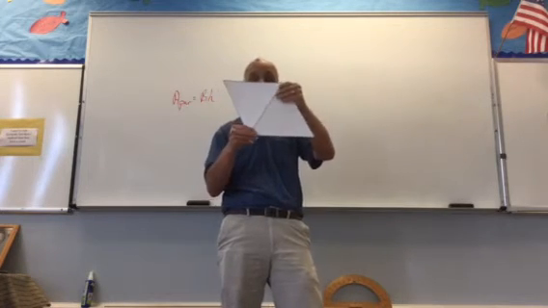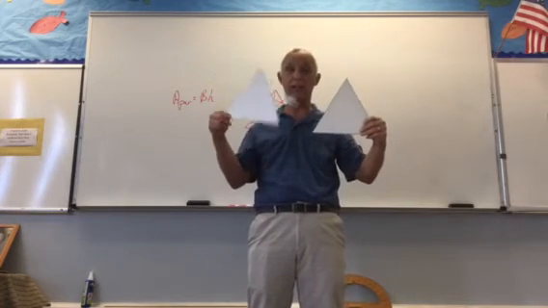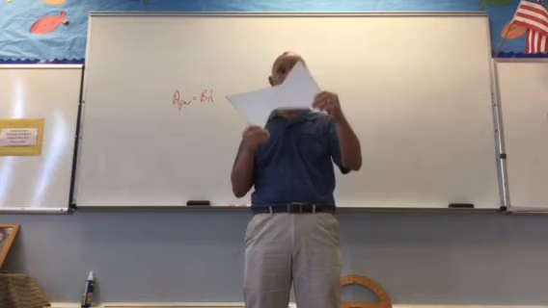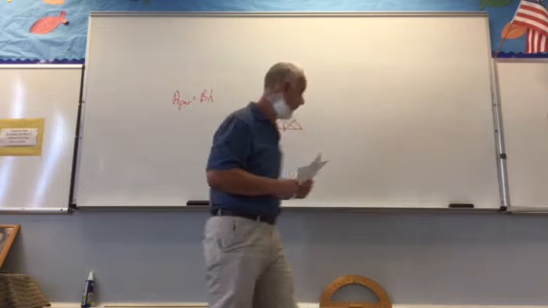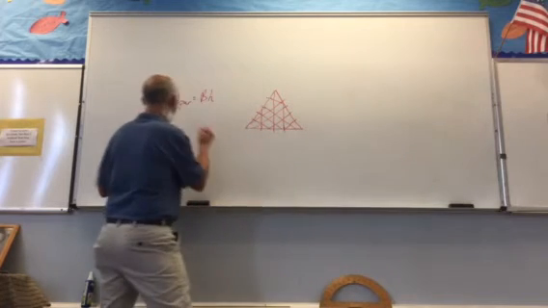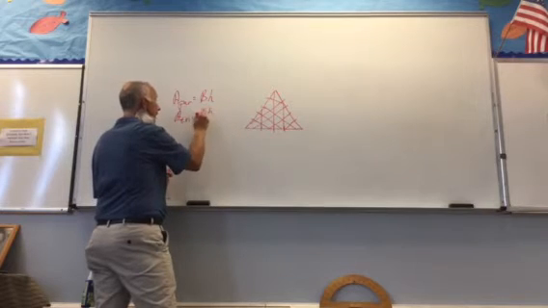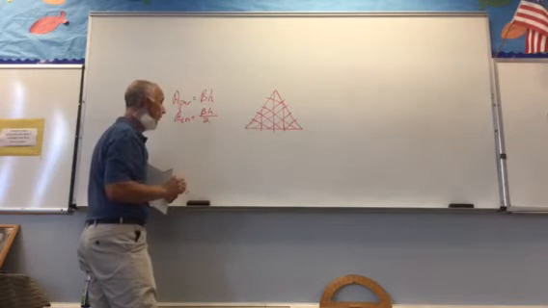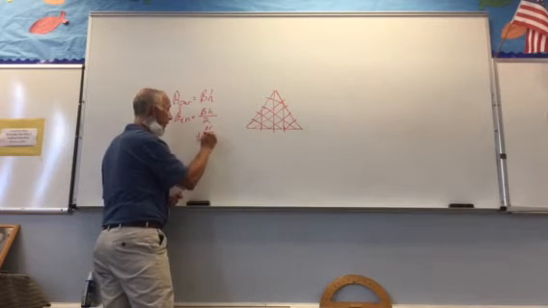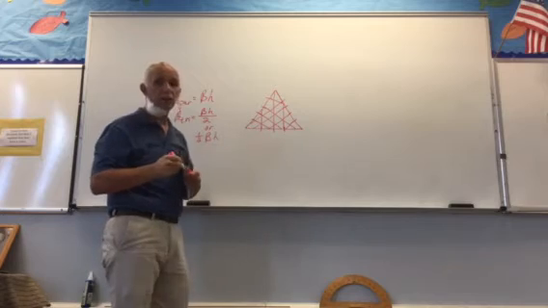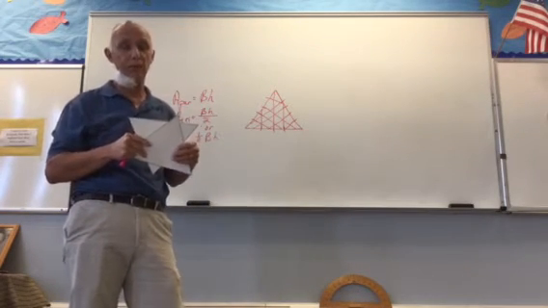So if the area of a parallelogram is base times height, and that makes two triangles, then the area of one triangle must be base times height divided by 2. So the formula for area of a triangle is base times height divided by 2. Or sometimes this is written 1/2 base times height. Because to multiply something by 1/2 is the same as to divide it by 2.